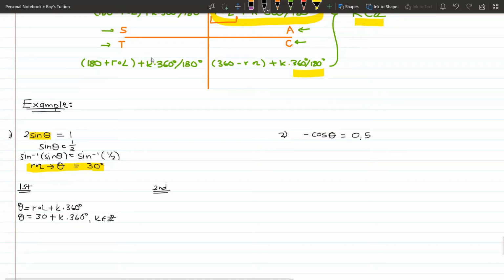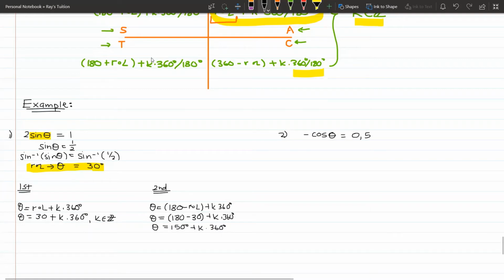Let us do the second quadrant. For the second quadrant, the formula is theta is equal to 180 minus your reference angle plus k times 360. Again, it's 360 because we're working with sine. So we have theta is equal to 180 minus our reference angle of 30, plus k times 360. So then what we get is theta is equal to 150 plus k times 360.